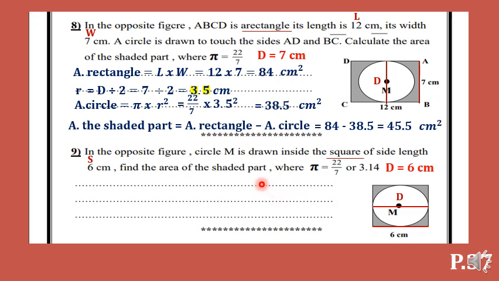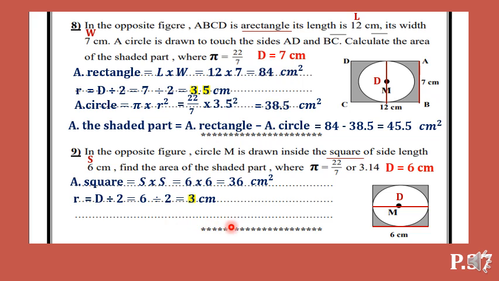Now I'm going to find the area of the square, then the area of the circle, then I'm going to find the area of the shaded part. Area of square equals S times S equals 6 times 6 equals 36 square centimeters.